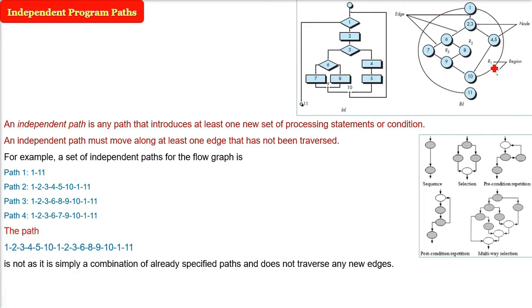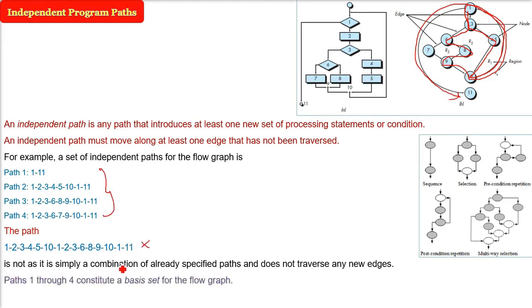Because this path, as we start with 1, 2, 3, 4, 5, 10, 1, 11, and then we go to again 2, 3, coming back. This can be a path. 6, 8, 9, 10, 1, and then 11. So this is not. Why? Because this is simply a combination of already specified paths 1 to 4, and does not traverse any new edges. So paths 1 through 4, which we have devised here, constitute a basis set for the flow graph.